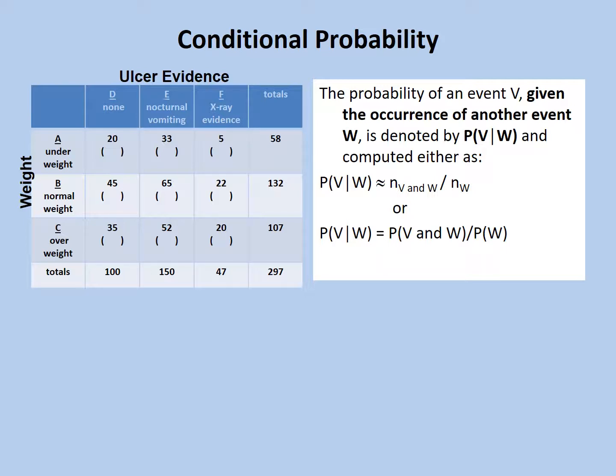The last basic probability term that we now consider is the conditional probability, which is defined as the probability of an event V given the occurrence of another event W. We denote this by P of V given W, where the vertical line here denotes given or conditional on. P of V given W can be computed in one of two ways, either as N sub V and W divided by N sub W, or as P of V and W divided by P of W.